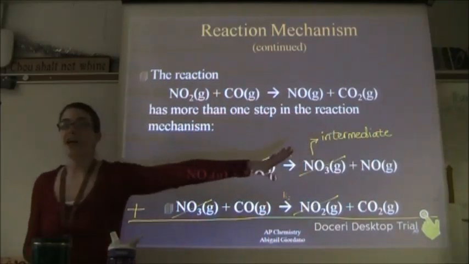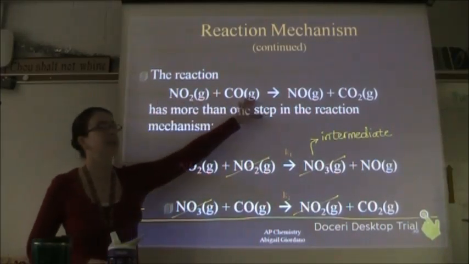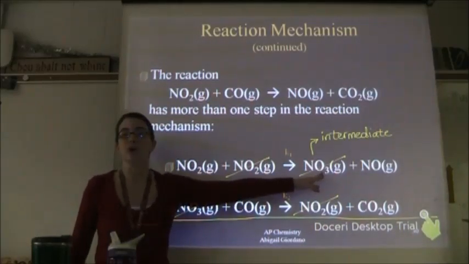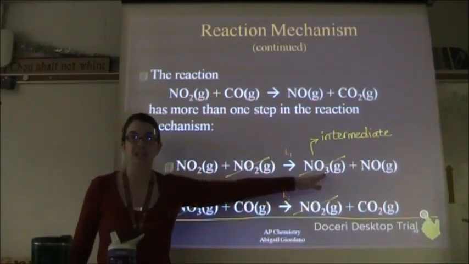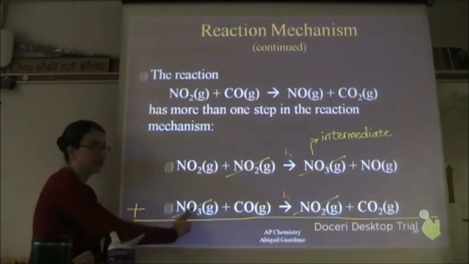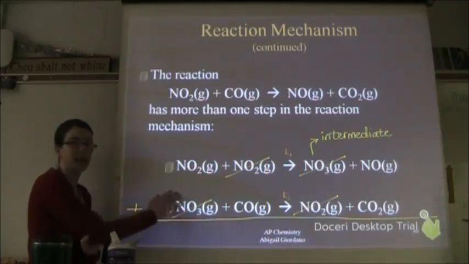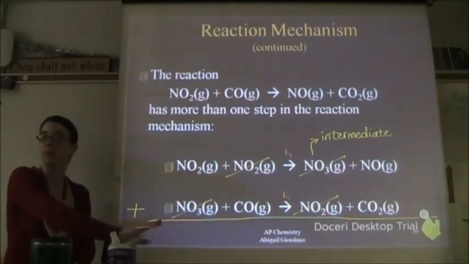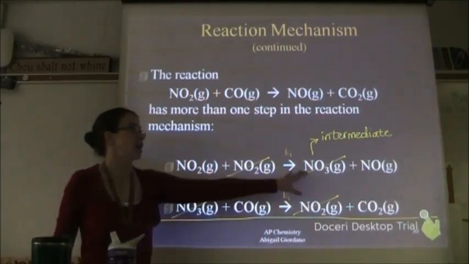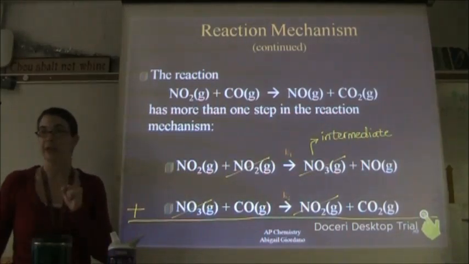In order to qualify as an intermediate, it needs to be canceled out, not represented in the overall reaction, but it also must be a product of an elementary step first and a reactant later on. Okay? That might be in the very next step. It might be 1, 2 steps below. But the point is, an intermediate gets canceled out, shows up as a product first, and a reactant later.